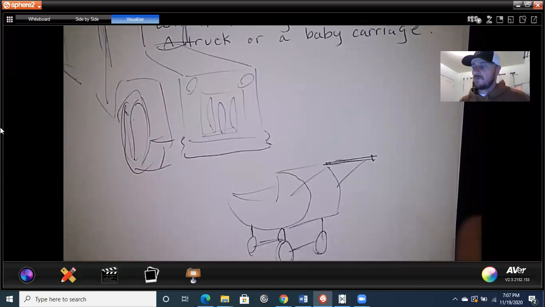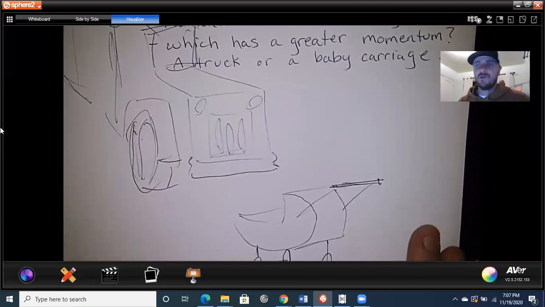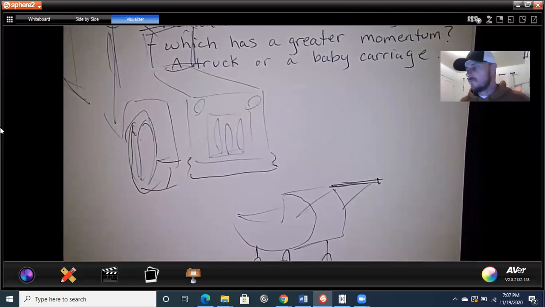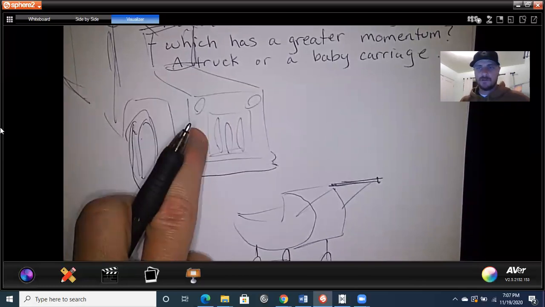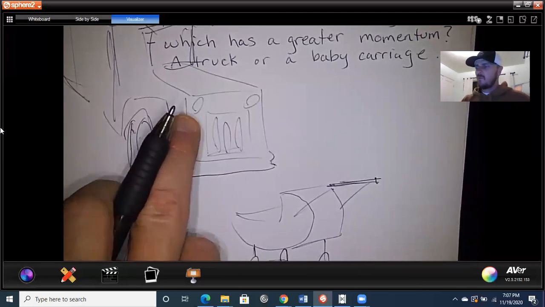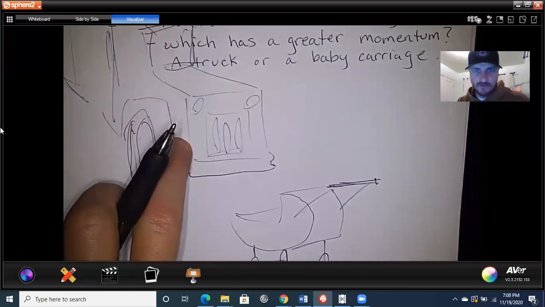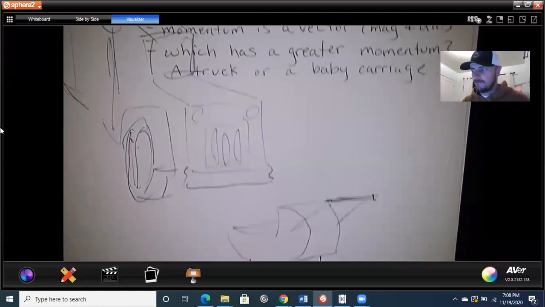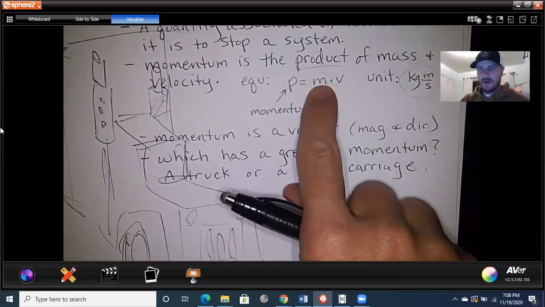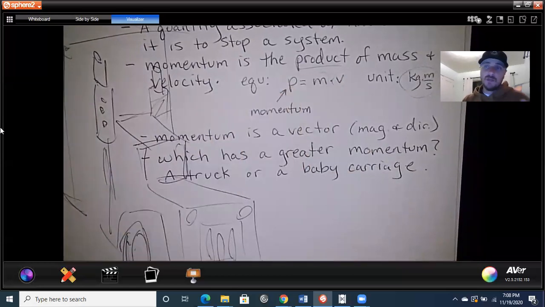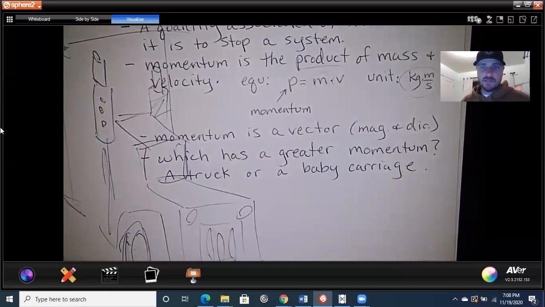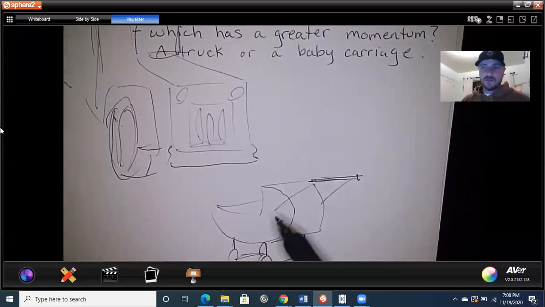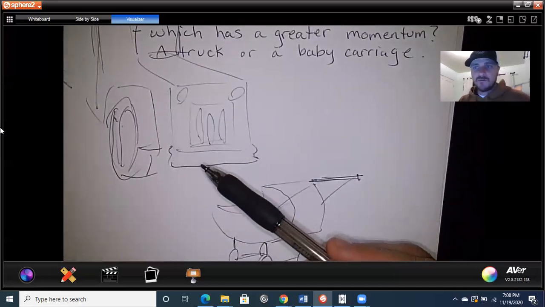Well, the real answer is you have no idea, unless I give you more information. Of course, your gut tells you this thing's got more momentum, but what if this thing's velocity is zero? If this has a zero velocity, it's got no momentum. According to the equation, mass times zero would be zero. So it's got no momentum if its velocity is zero. And what if the baby carriage is going like at the speed of sound, right?